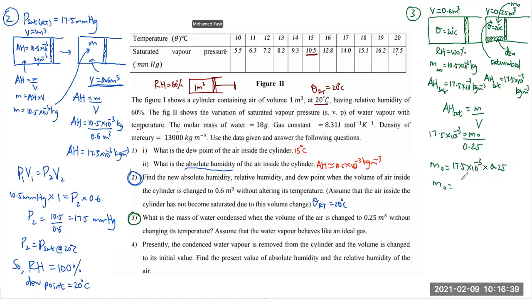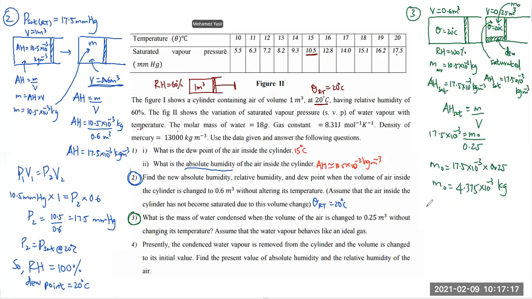So m naught is going to be equal to 17.5 divided by 4, because 0.25 is 1 over 4. When you divide 17.5 by 4, you get 4.375 into 10 to the power minus 3 kilograms. That is the mass of water vapor which is going to be remaining in the system. Shall we simplify that and say 4.38 into 10 to the power minus 3 kilograms? No, never mind, we'll leave it that way.